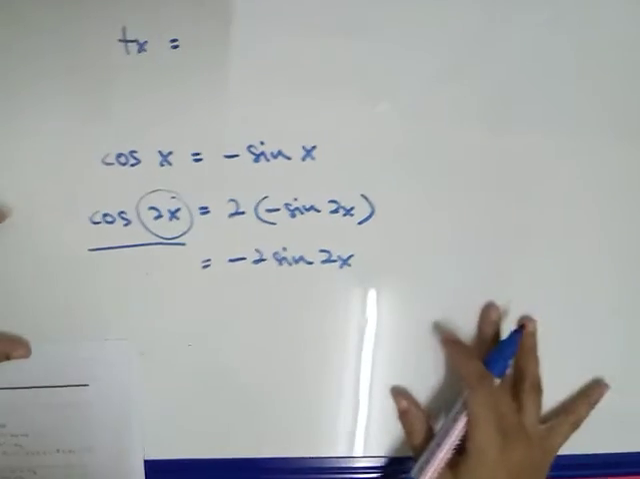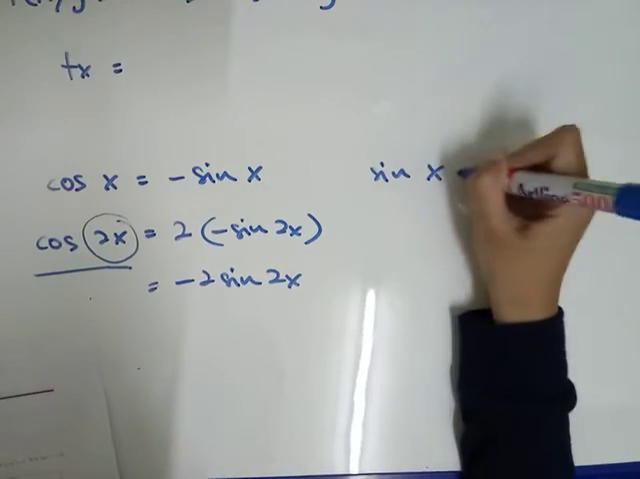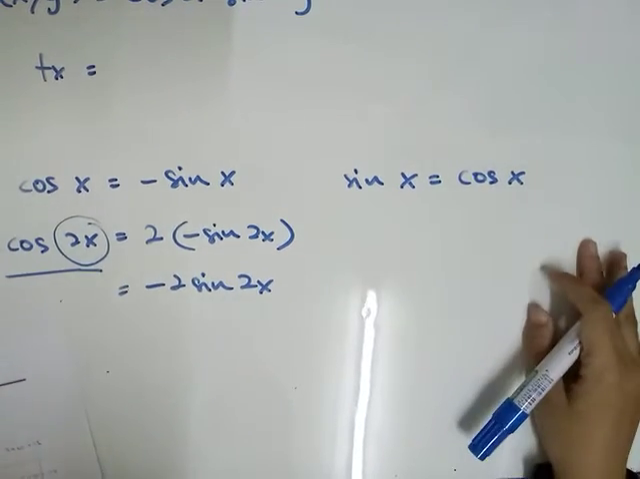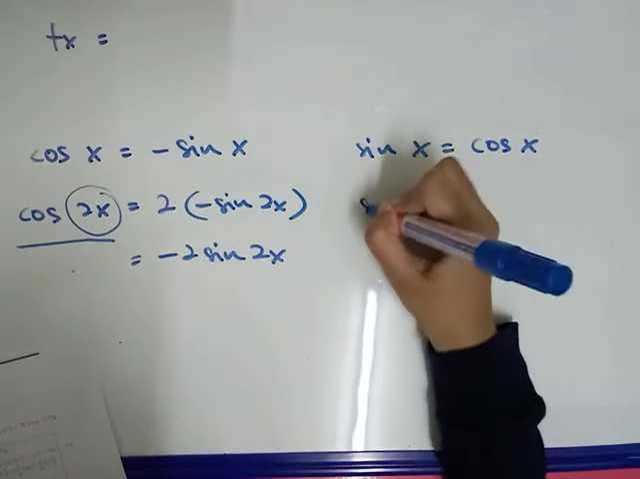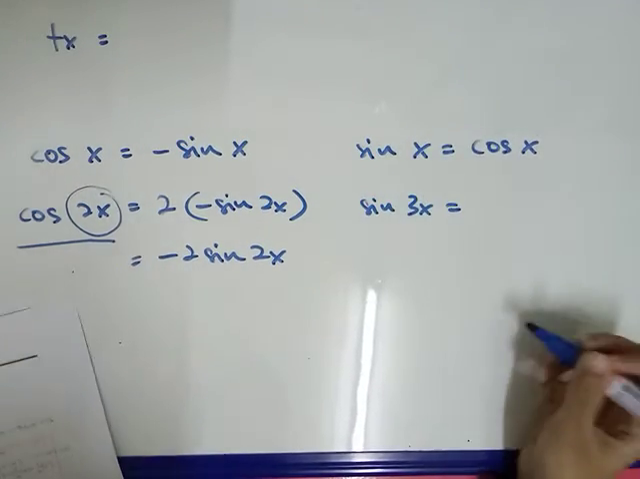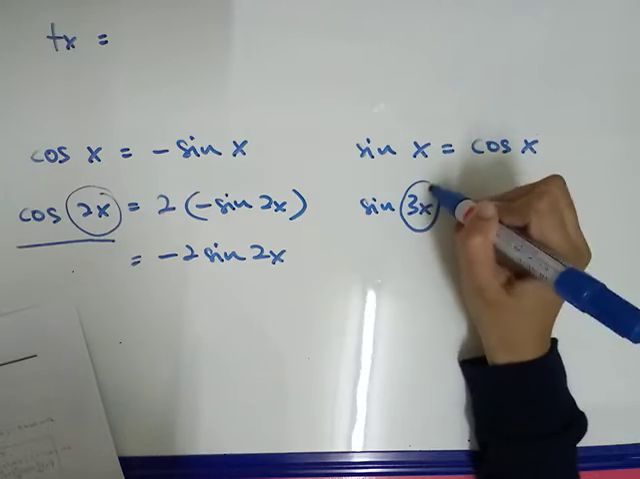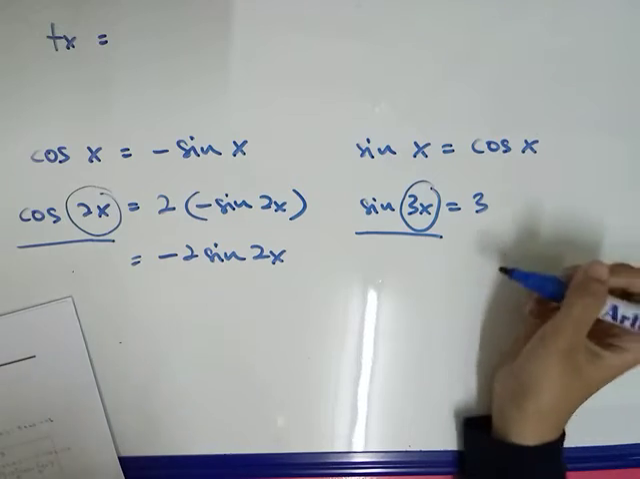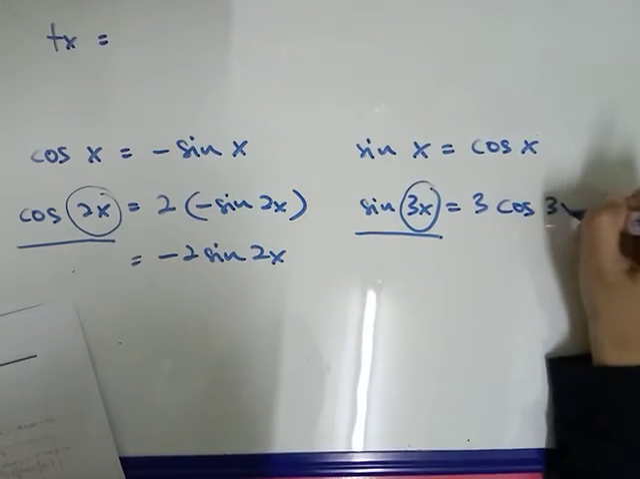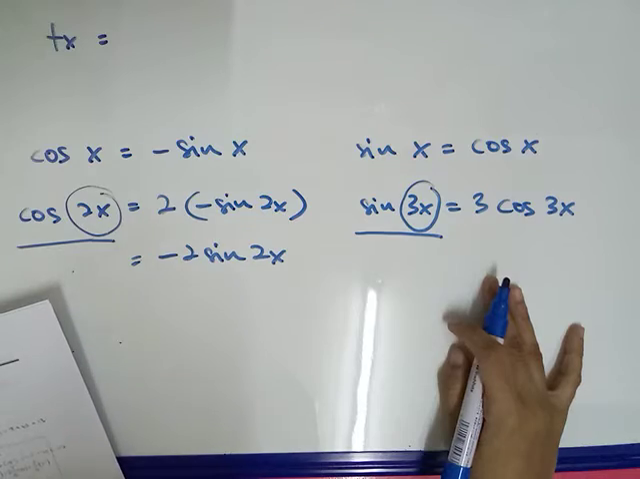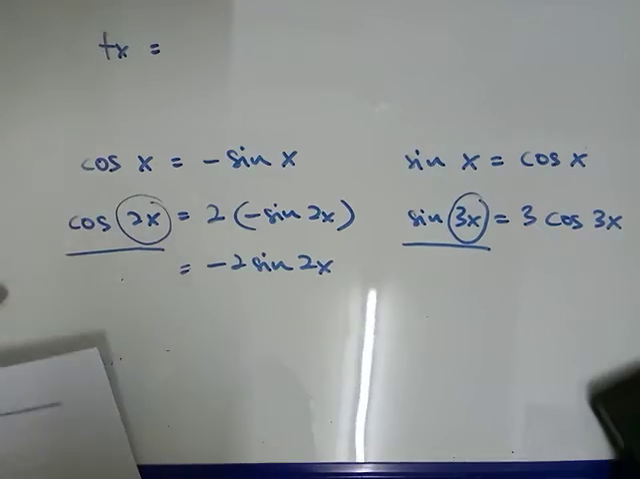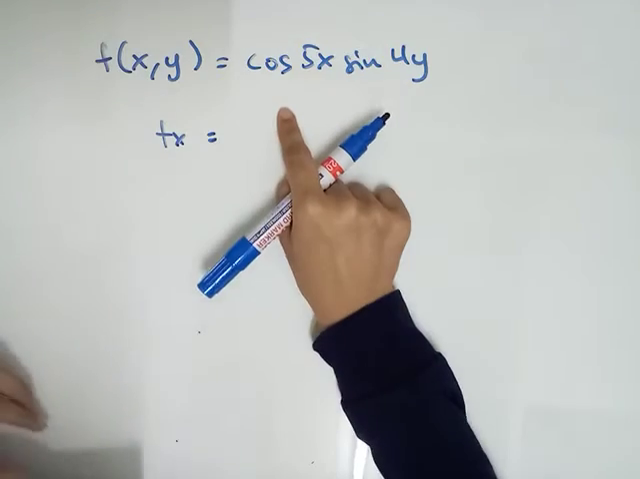Okay, what about this one? Differentiate sin x. Differentiate sin x, we get cos x. Differentiate sin 3x. First, we need to differentiate 3x. Differentiate 3x, we get 3. Differentiate sin 3x, we get 3 cos 3x. Okay, you faham now? Concept the same, okay? So what about this one?